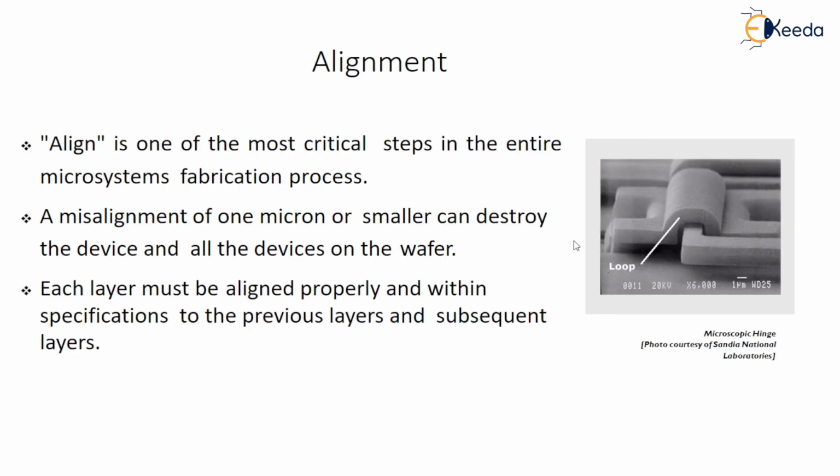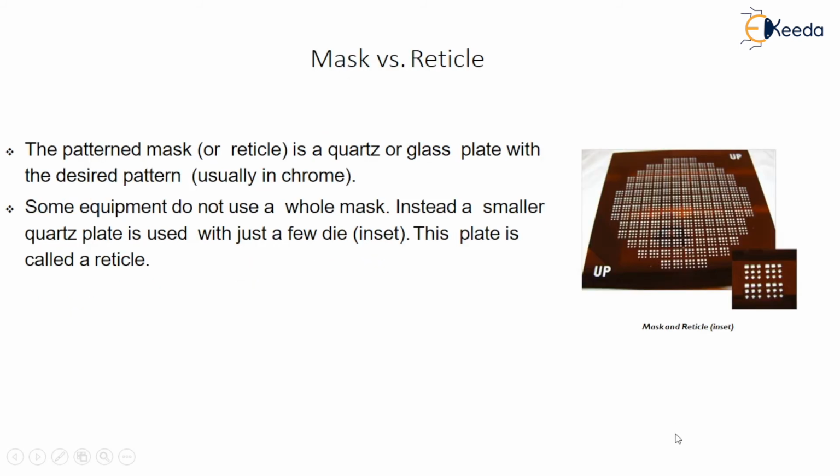The alignment. Aligning is one of the most crucial steps in the entire microsystems fabrication process. A misalignment of 1 micron or smaller can destroy the device and all the devices on the wafer. So each layer must be aligned properly and within specification to the previous layers and subsequent layers. So that is a very important part. A microscope is shown in this figure, for the alignment purpose.